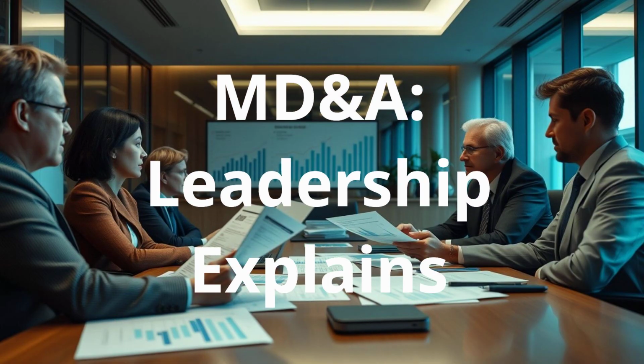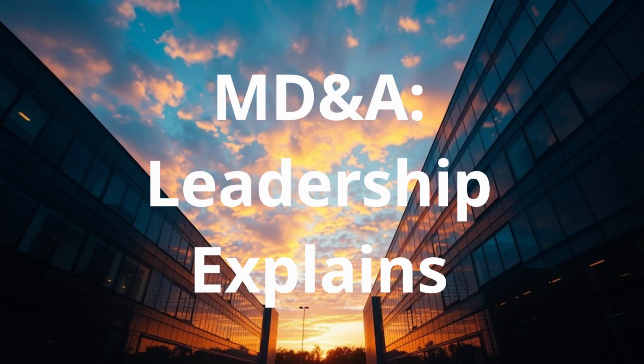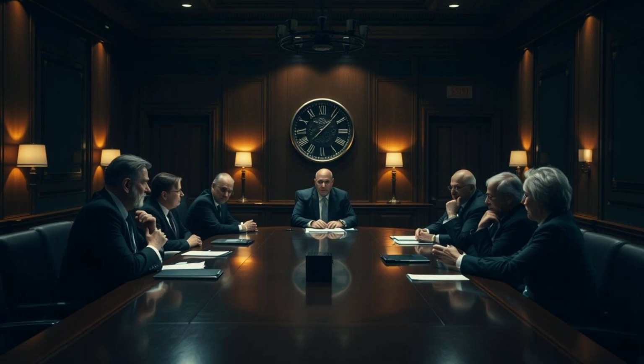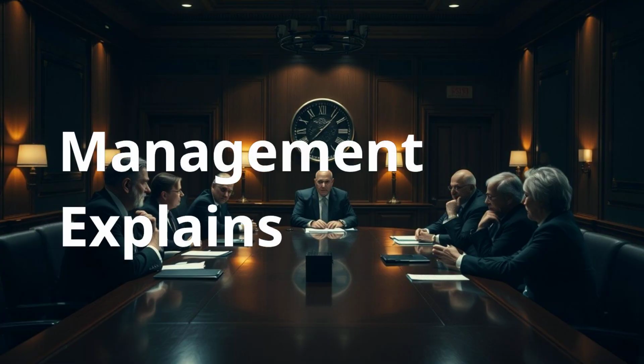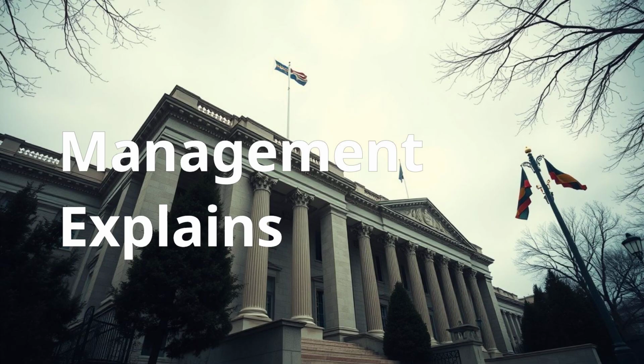The management discussion and analysis section, or MD&A, is where the company's leadership explains the quarter's results in their own words. They'll talk about what drove changes in revenue or costs, challenges they faced, and plans for the future. This section adds context that numbers alone can't provide. For example, if revenue dropped, management might explain it was due to supply chain delays or a product launch delay. It's also where they talk about risks, like new competitors or changes in regulations.